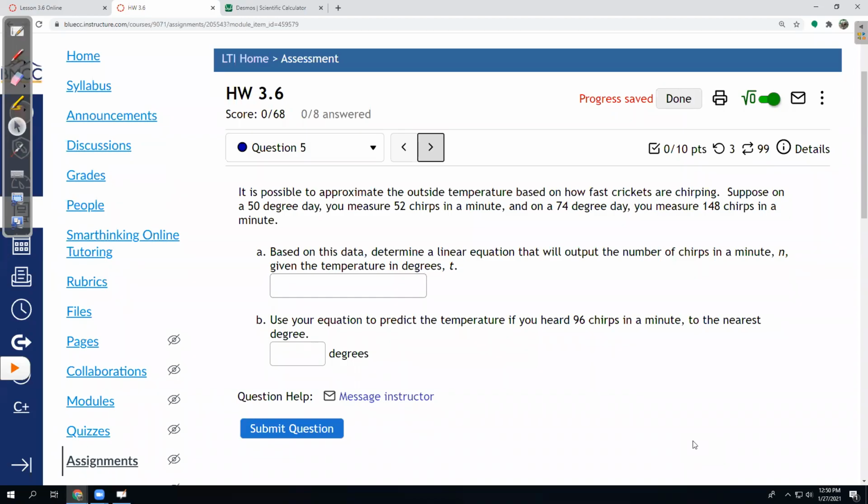Record this part. So this is actually a real scenario. If you listen to crickets outside, the warmer it is out, the more chirps per minute you hear, which is kind of cool. So you can kind of guess the temperature by counting how many chirps per minute you hear. And this has been documented in a lot of scientific studies.